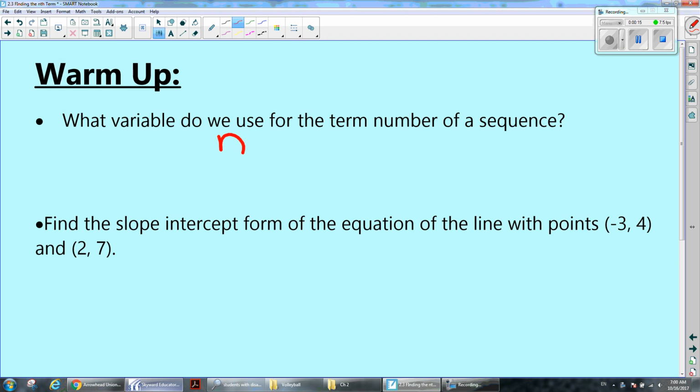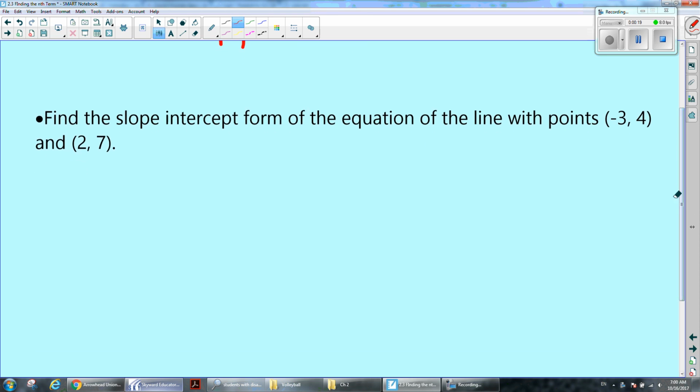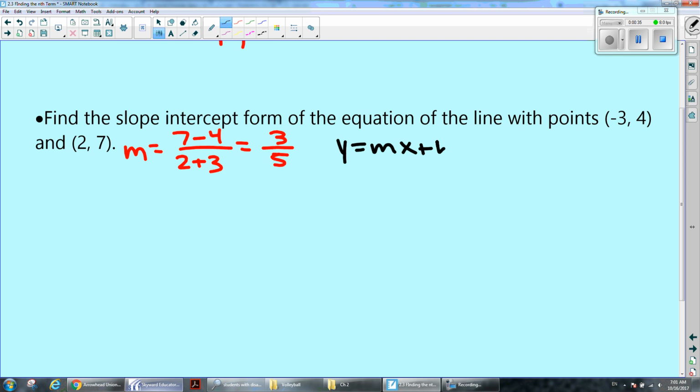If we wanted to find the slope-intercept form of the equation of the line with these 2 points, we would have to first start by finding their slope. So if we subtract the y's and subtract the x's on the bottom, we end up with 3/5 for a slope. Okay, so now if you think of our y equals mx plus b, we now know our slope is 3/5.